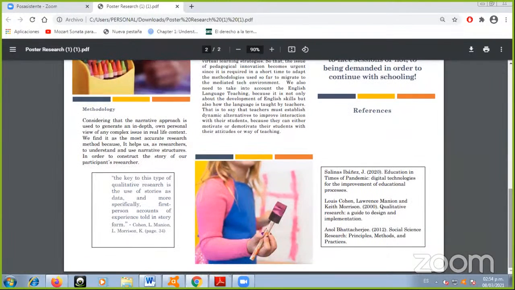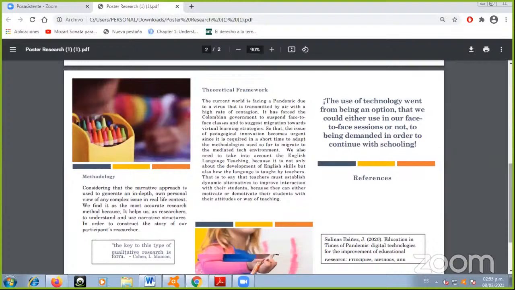Also, the key to this type of qualitative research is the use of stories as data and more specifically first-person accounts of experience told in story form. And also we have our theoretical framework which is going to be explained by Alexandra. So, hi, can you hear me well? Yes, we can.